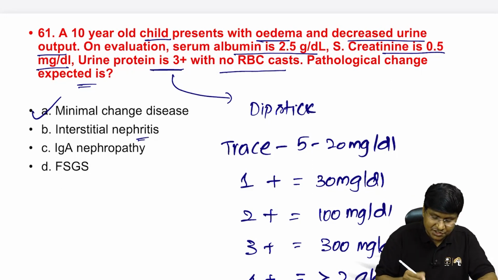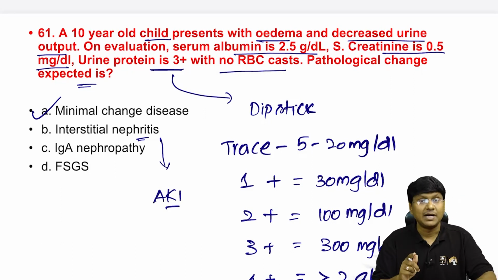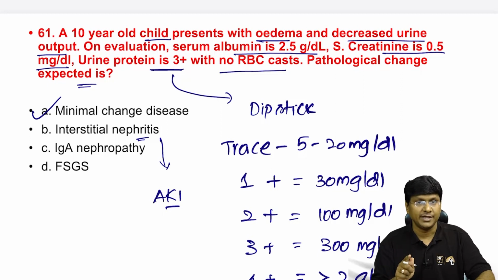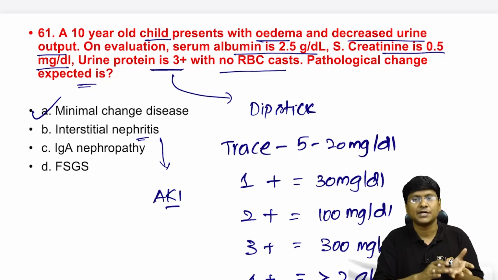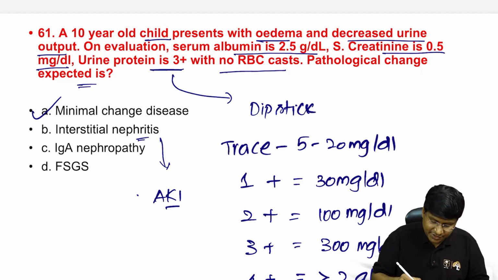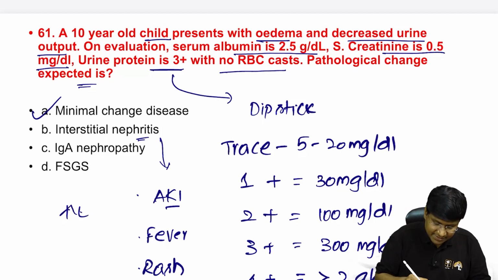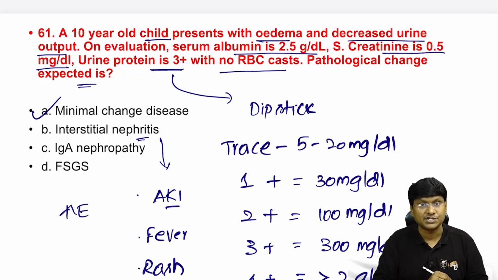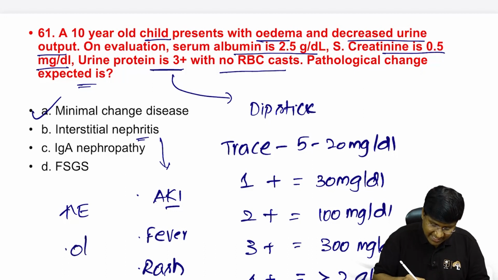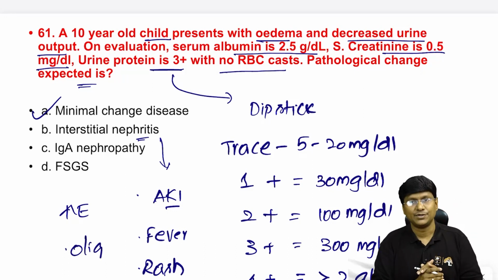Whereas you take interstitial nephritis. Interstitial nephritis is the one where the individual will develop what is called acute kidney injury, right? Interstitial nephritis is an acute variety. And what will be the presentation in interstitial nephritis? There will be presence of fever. There can also be presence of rash, right? And the eosinophil levels are increased in case of interstitial nephritis. And these patients will have oliguric renal failure, right?